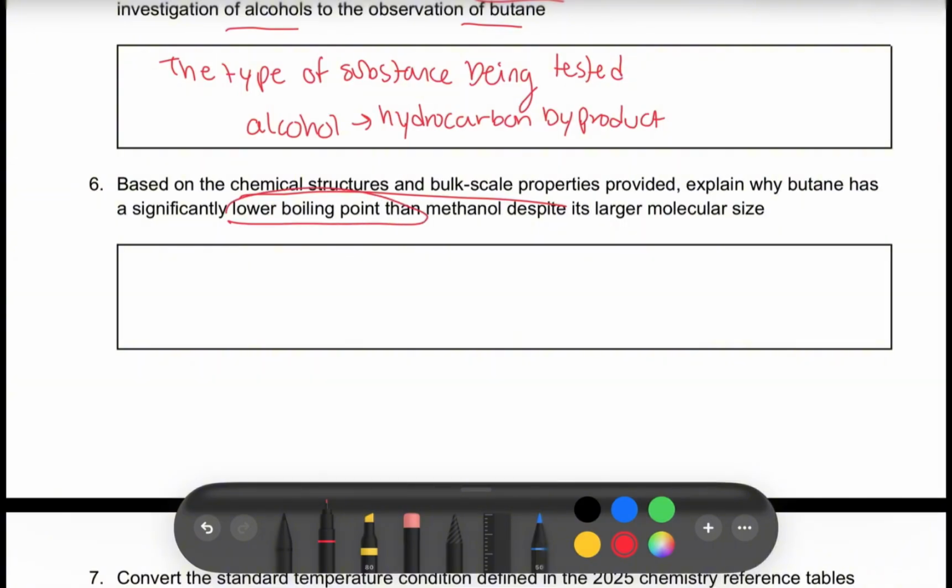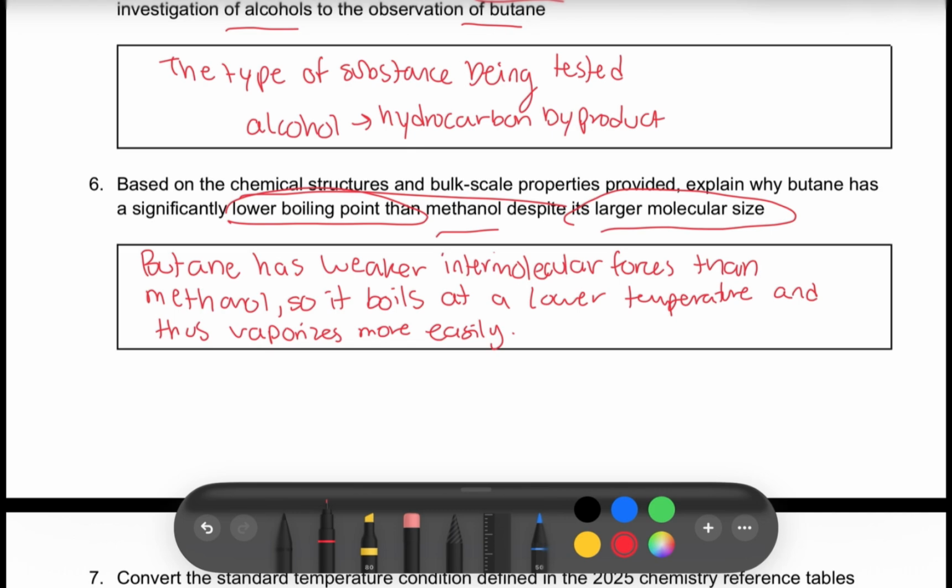Next question. Based on the chemical structures and bulk scale properties provided, explain why butane has a significantly lower boiling point than methanol despite its larger molecular size. The reason why butane has a lower boiling point than methanol is because it has weaker intermolecular forces keeping the molecules together from separating. So butane has weaker intermolecular forces than methanol, so it boils at a lower temperature and thus vaporizes more easily.